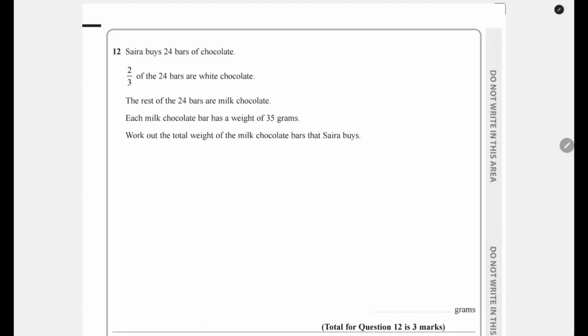Question 12 says, Syra buys 24 bars of chocolate. 2/3 of the 24 bars are white chocolate. The rest of the 24 bars are milk chocolate. Each milk chocolate bar has a weight of 35 grams. Work out the total weight of the milk chocolate bars that Syra buys.